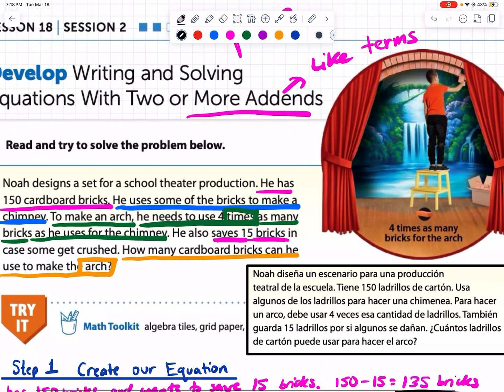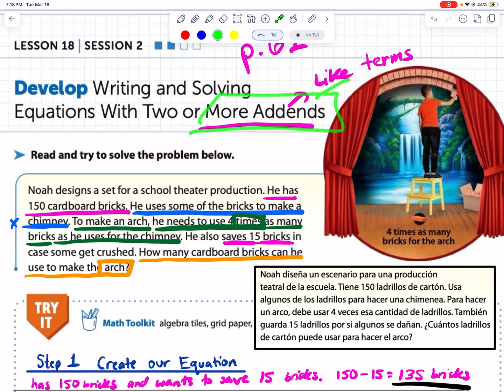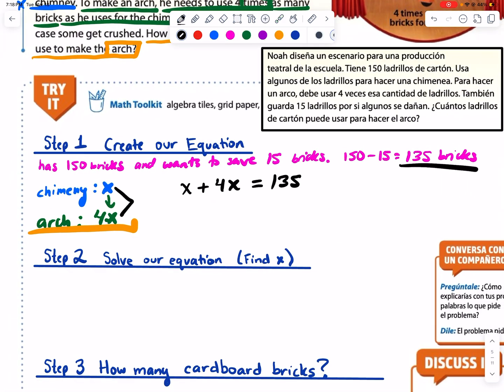And when we talked about two or more addends, we're talking about like terms again. So we're going to be combining stuff here. We're going to combine these two together because they both have an x. This is a 1x. So 1x plus 4x is 5x. And bring down the equal and bring down the 135. Now for step 2, let's solve our equation.